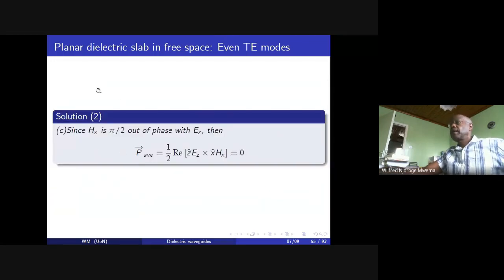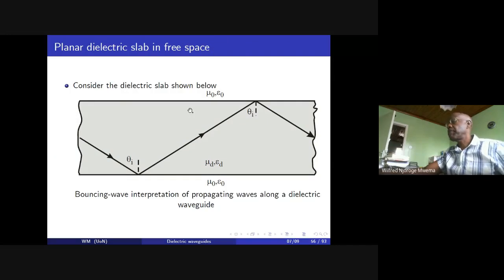So, let's see, since Hx is pi by 2 out of phase with Ez, then we should get that the time average Poynting vector is going to be equal to 0. And therefore, there will be no power propagated in the transverse direction.